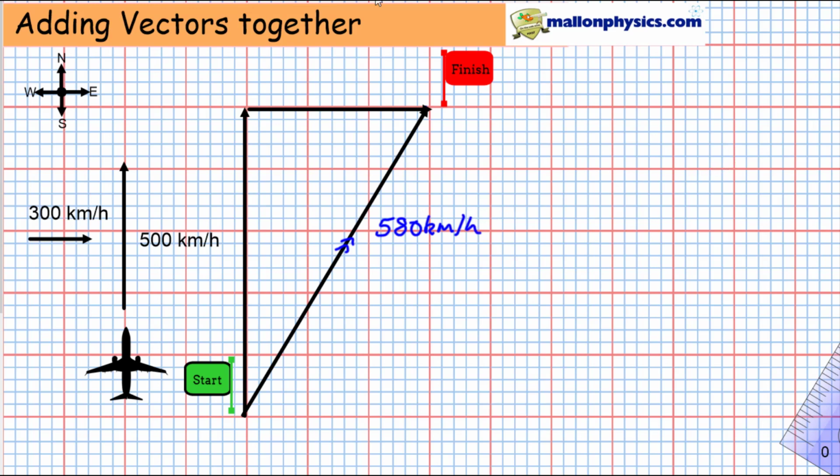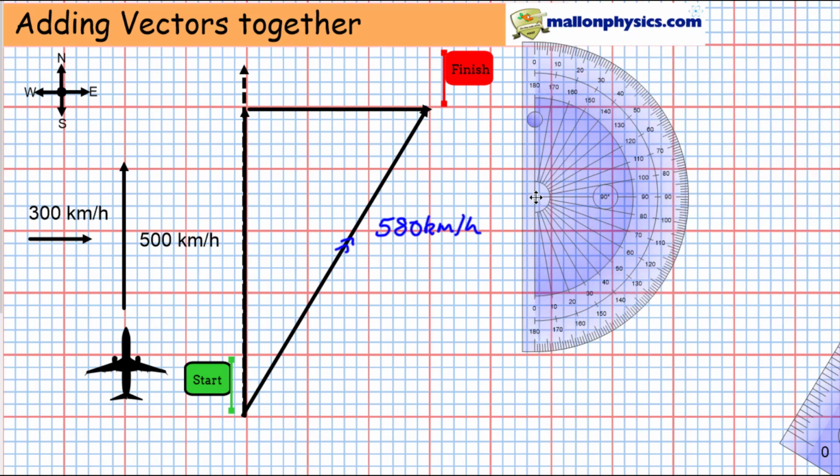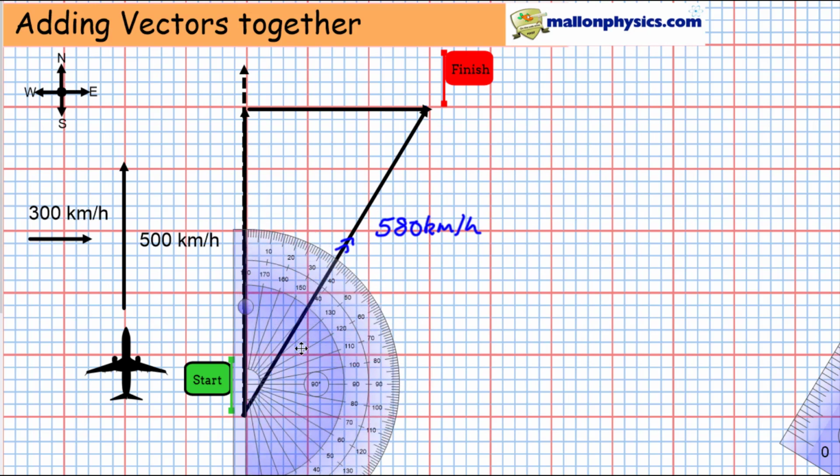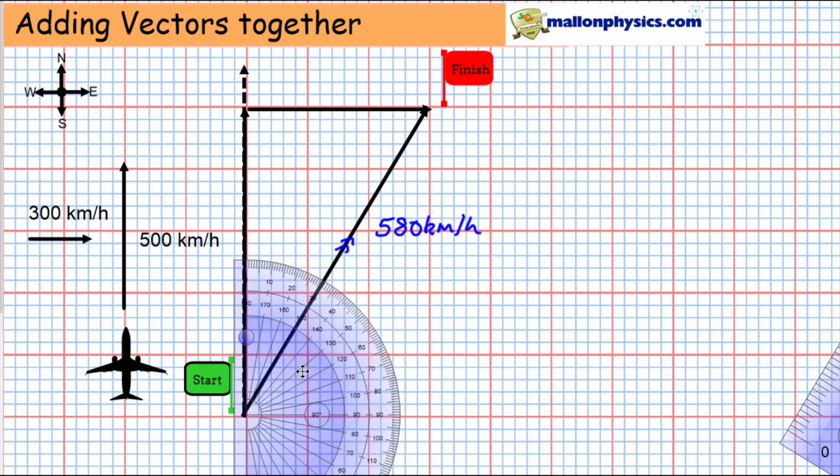Now what about its direction from north? Well, I draw in the north line. I go from the start and draw in my north line. There's the north here. And I take my protractor and I make sure that the centre of the protractor is put over the starting position. So I do that over the starting position with the 0 angle going straight up the north line, and I can see that the angle it makes between the north and the resultant vector is about 30 degrees. In fact, it's 30 degrees.